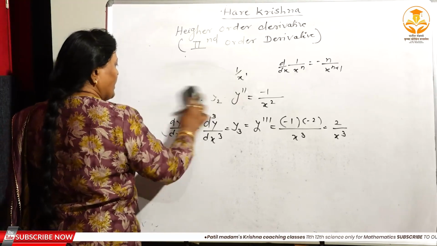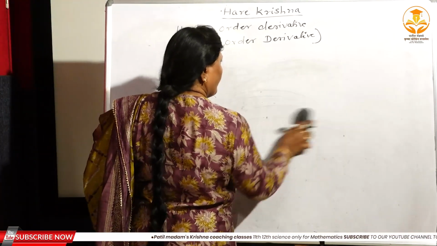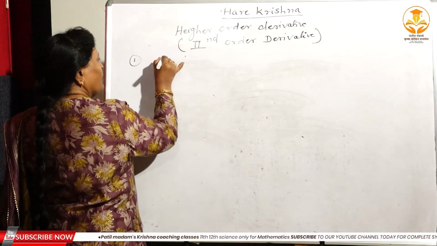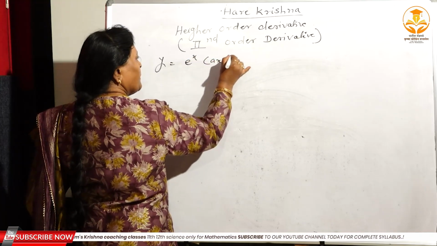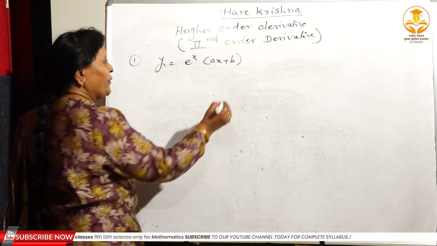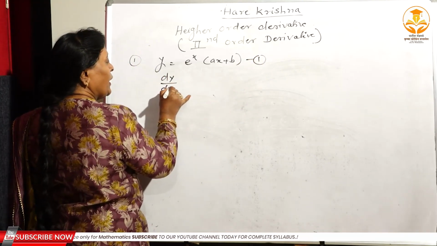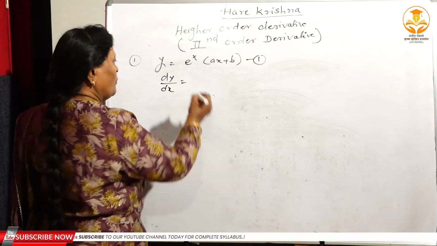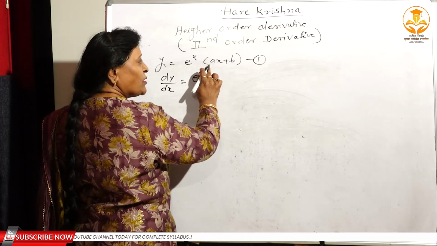So I will take the first one. Suppose the problem is like this. First one, y is equal to e raised to x times (ax plus b). Now you want to find the second order derivative. Now this is one. Again dy by dx: here you have to apply the multiplication rule. So what is the multiplication rule? e raised to x remains as it is, d by dx of ax plus b.